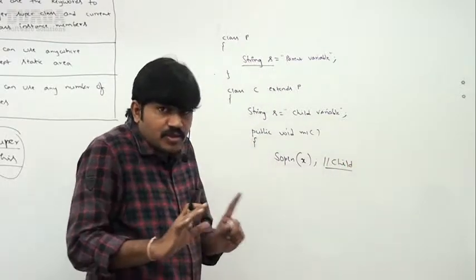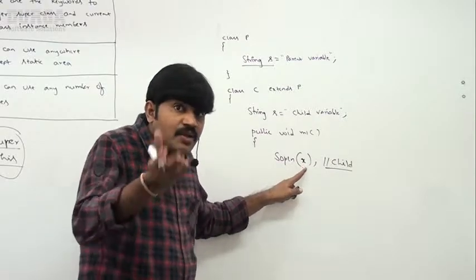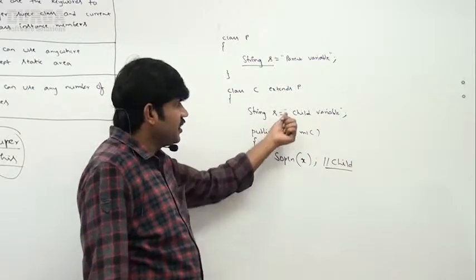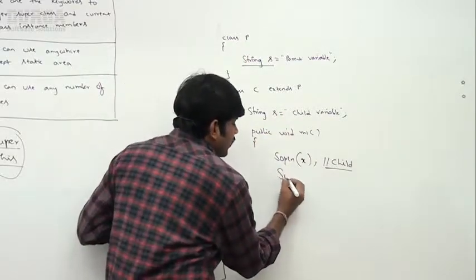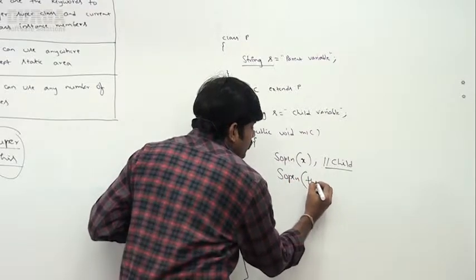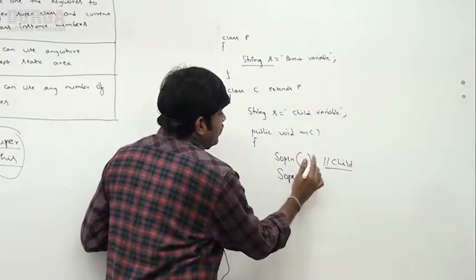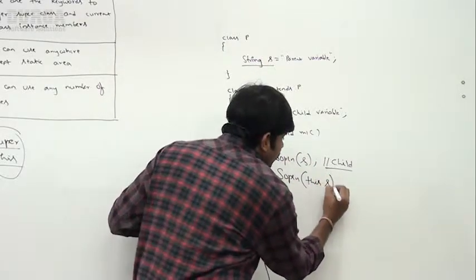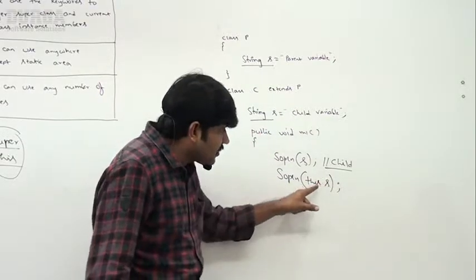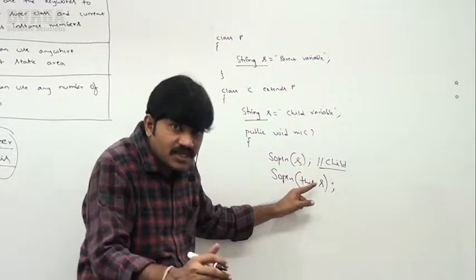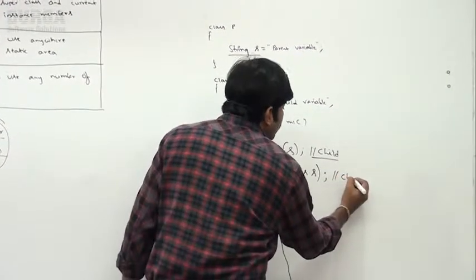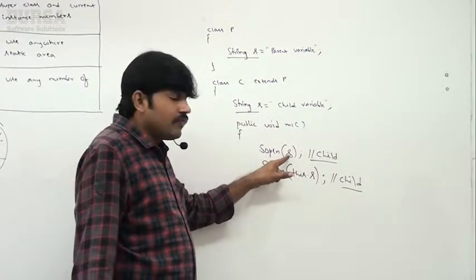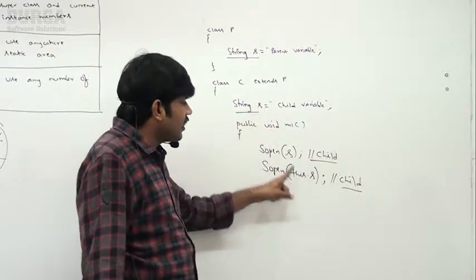If we are not using either super or this, it refers to the current class. Suppose I want to specify explicitly the current class instance variable only. How can you? System.out.println this dot s. This dot refers to the current class instance variable. Still you are going to get child. Whether we use this or not, by default it always refers to the current class variable only.